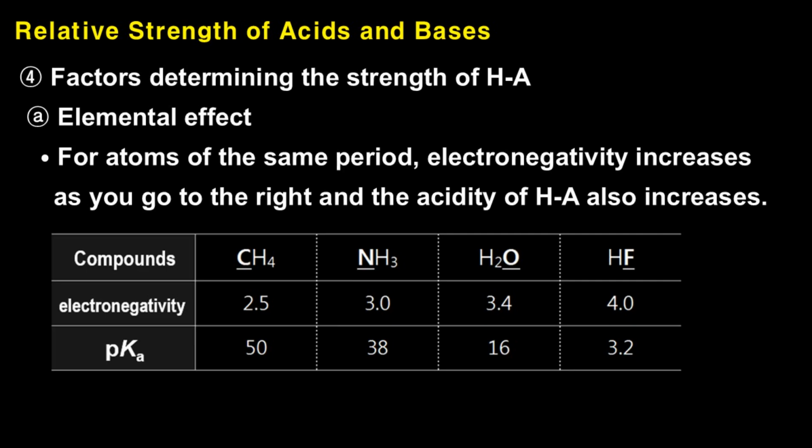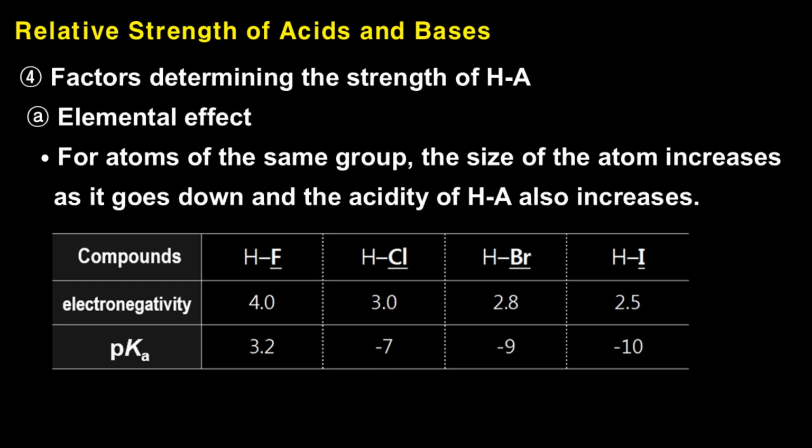NH3, or ammonia, is a little more acidic than methane, because nitrogen is more electronegative than carbon, but still, it's not enough to make it a strong acid. H2O is even more acidic, because oxygen is more electronegative than nitrogen. It pulls electron density away from hydrogen more effectively, weakening the OH bond and making it easier for the proton to come off. Then we get to HF, hydrofluoric acid, which is the strongest in this trend. Fluorine is the most electronegative of all, so it creates the weakest HF bond, and that makes it super easy to lose H+.